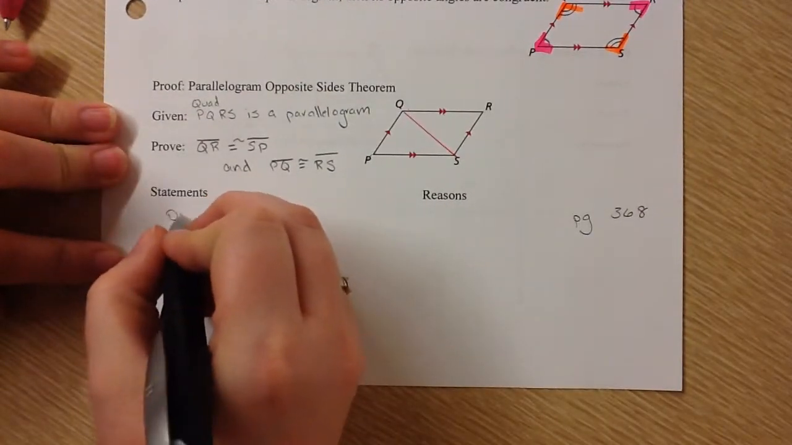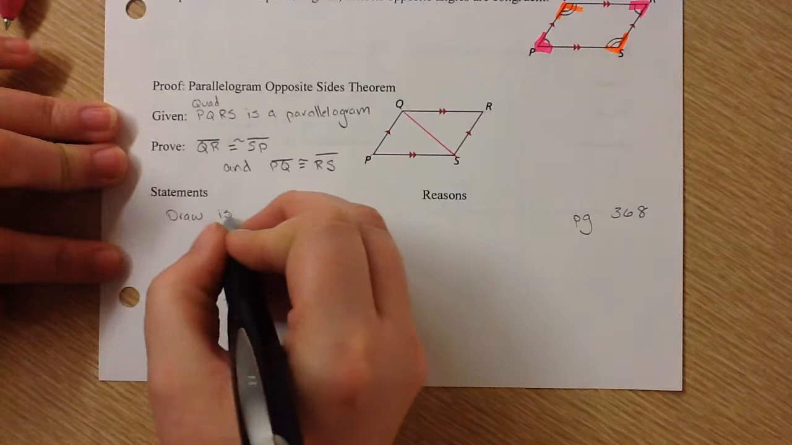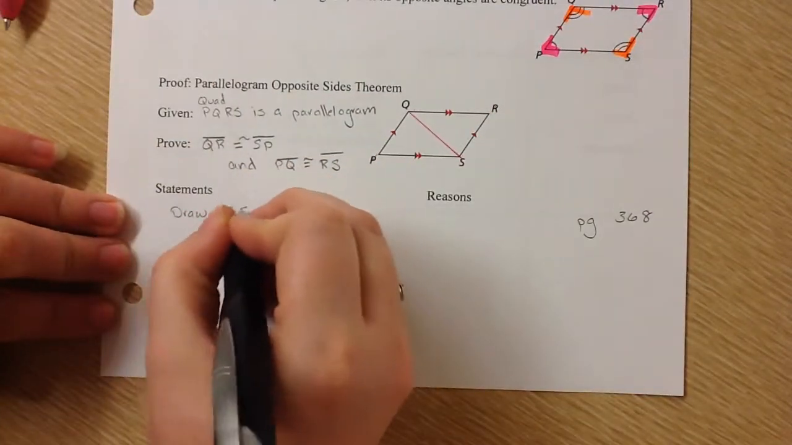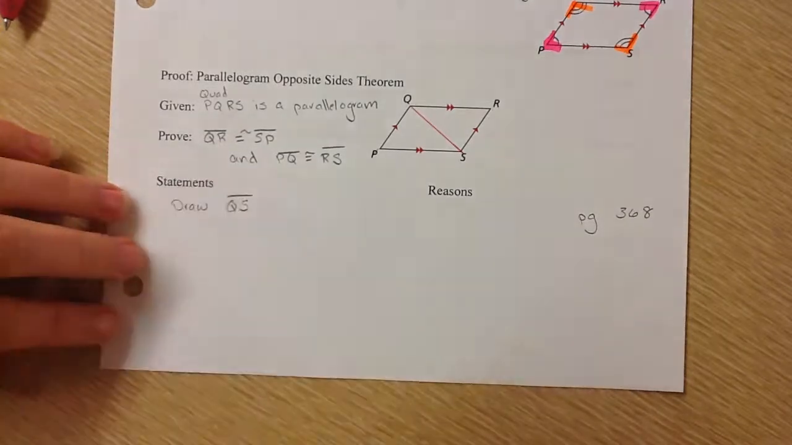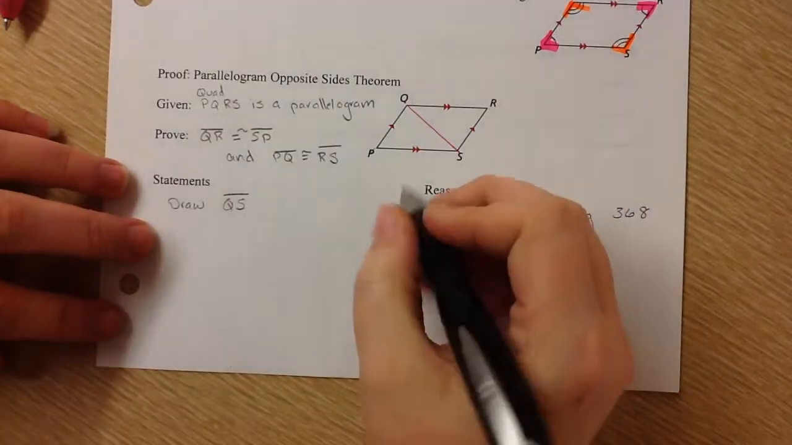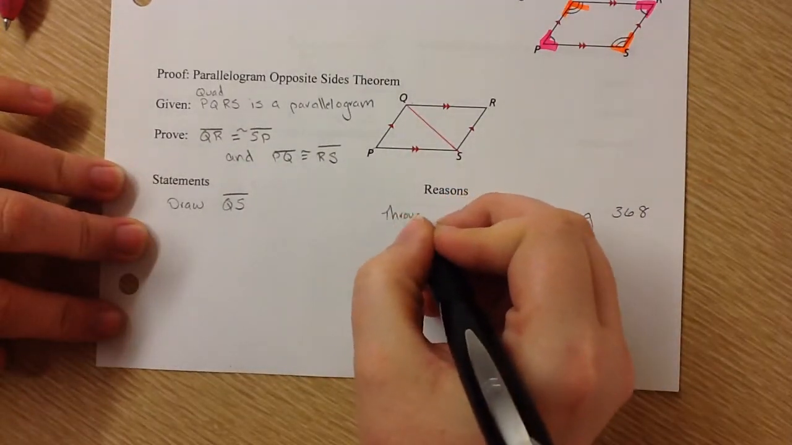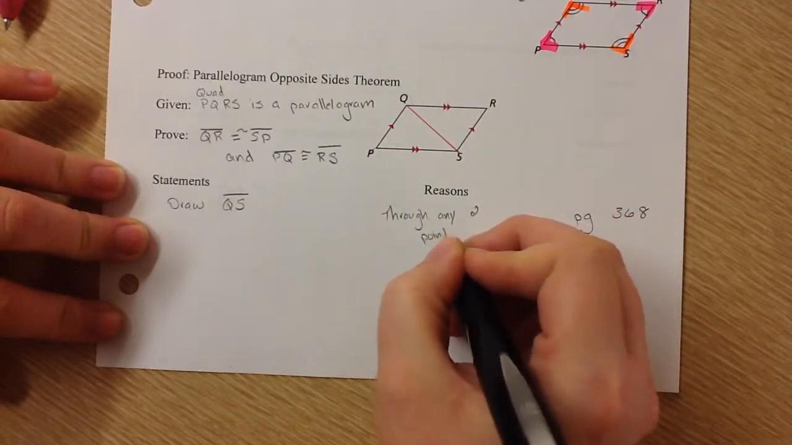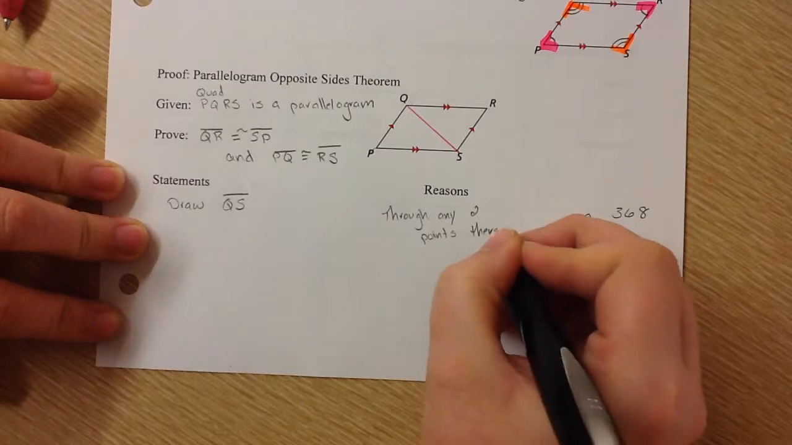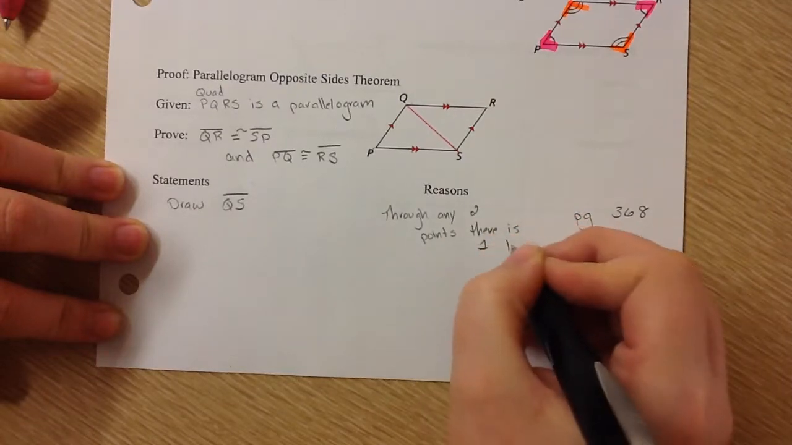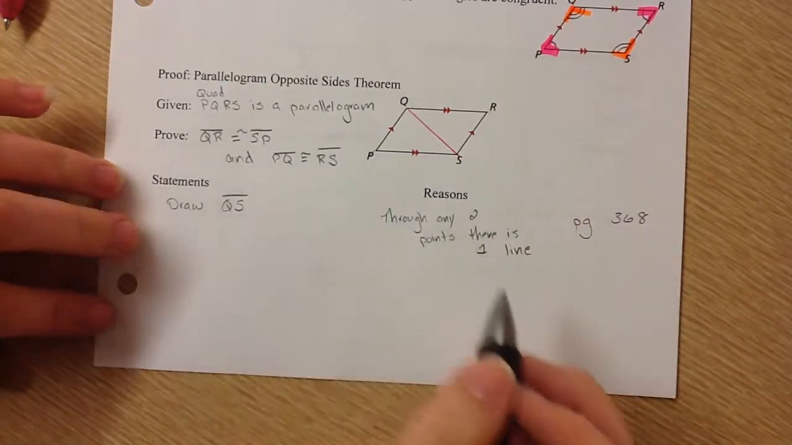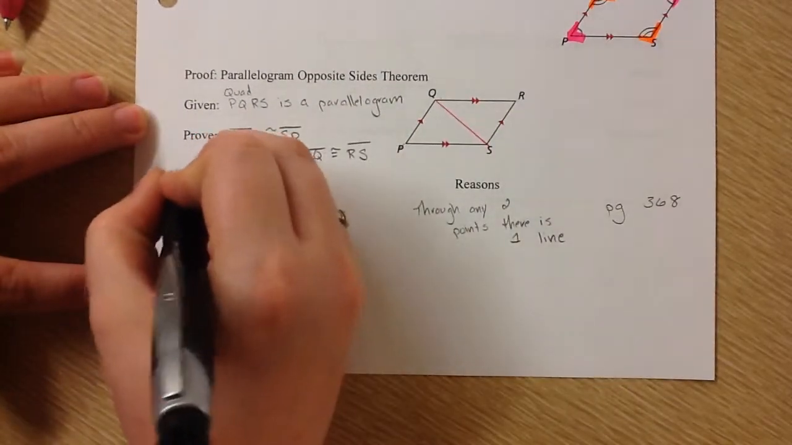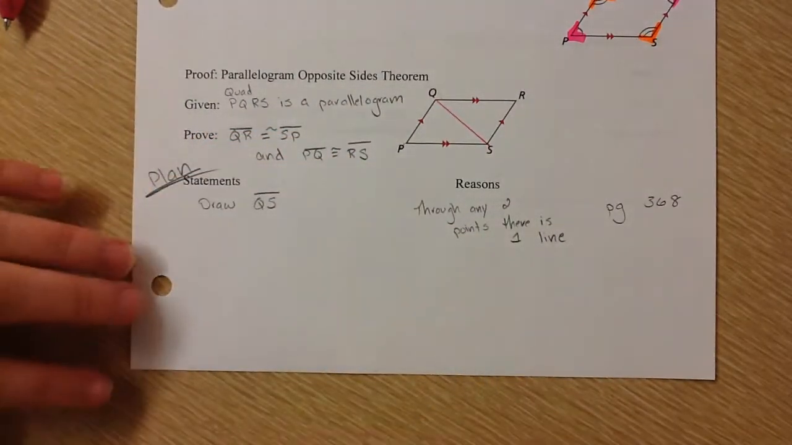So our first step, we're going to draw segment QS. The reason we can do that is that through any two points, there is exactly one line. That's our reason for that one. Again, this isn't a formal proof. This is just going to be our plan for our proof.